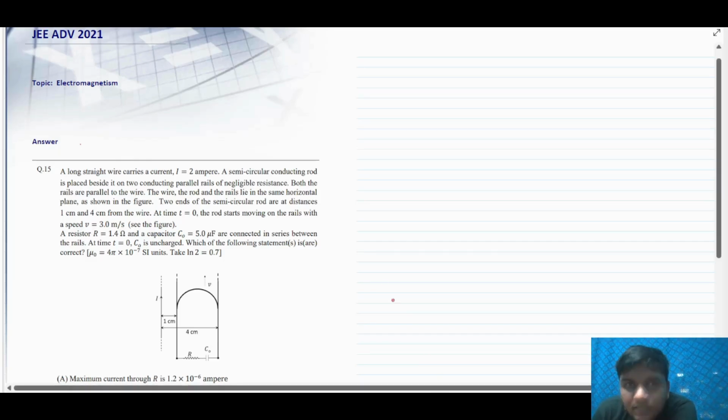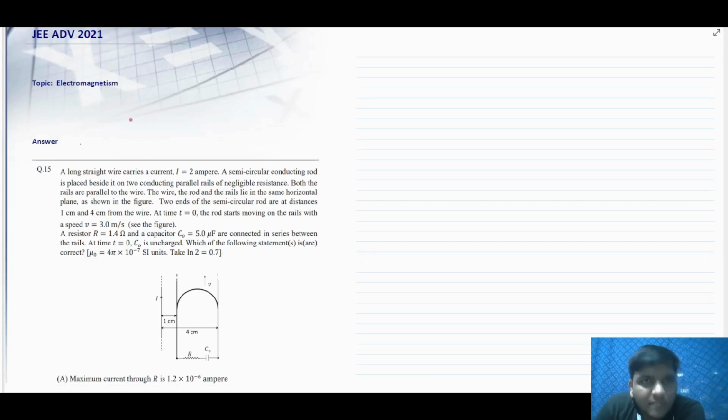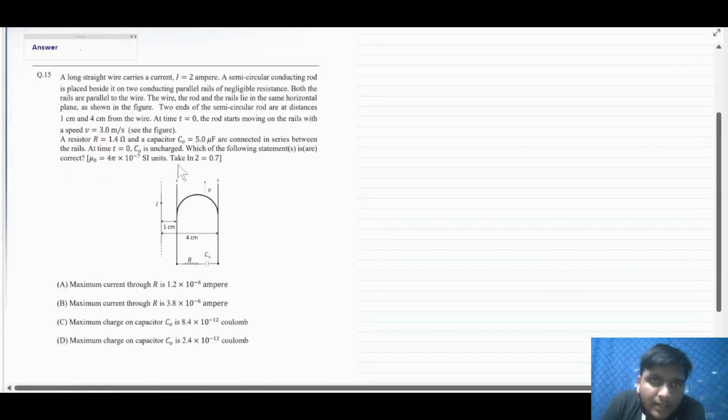Hello everyone. So today we are solving another question of JEE Advanced 2021. This was from the topic of electromagnetism and some little bit of current electricity concepts has been used here. So let's see what's the catch in the question by reading the question first.